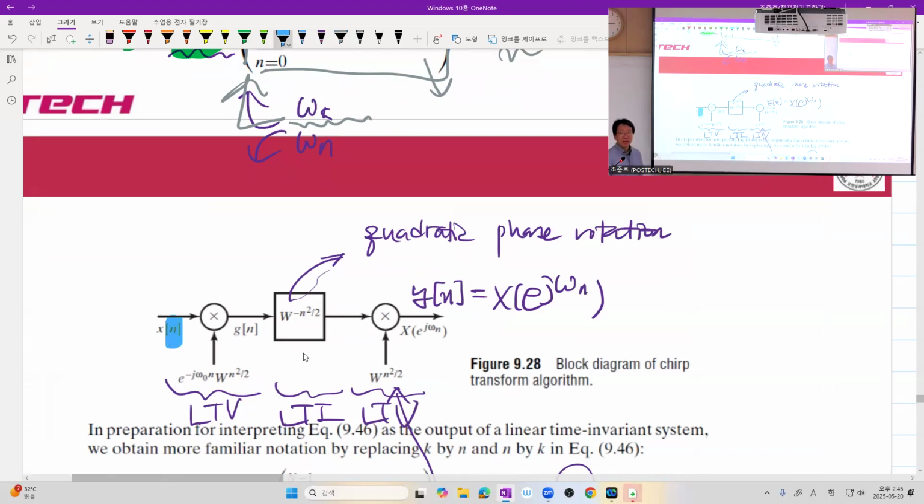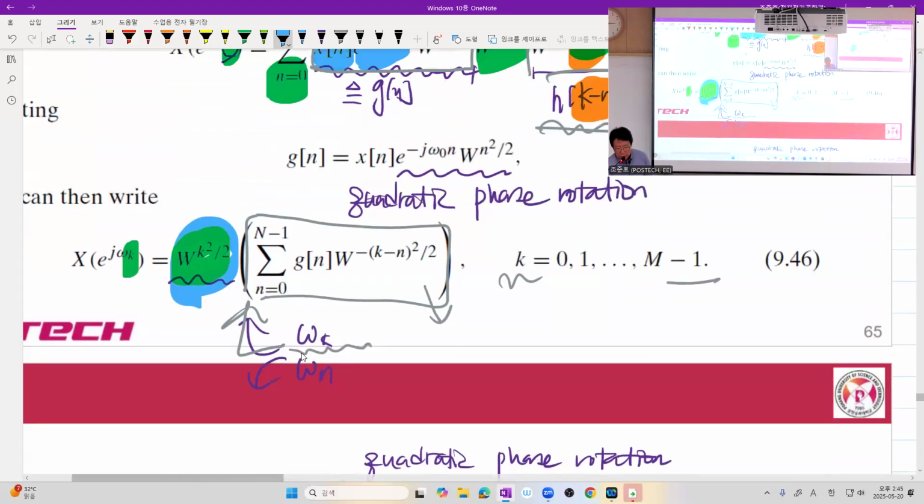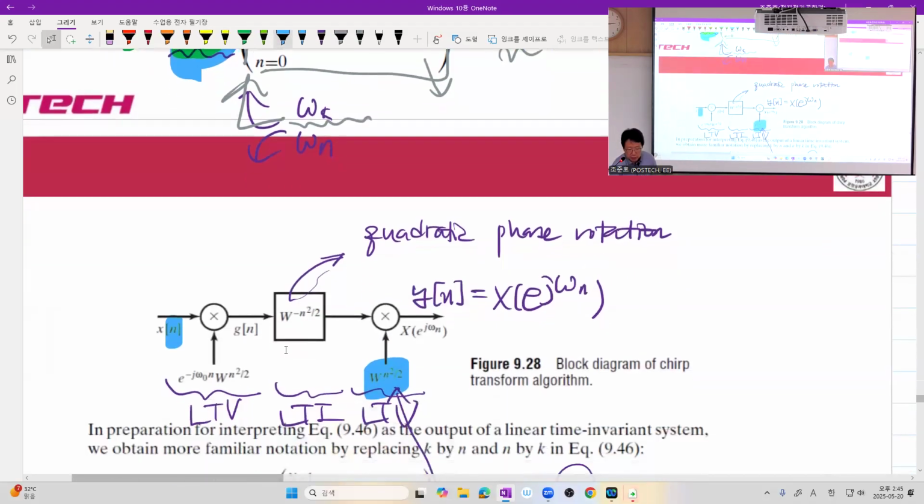So here goes x of n. And now let's see. What is this one? This one is here. The difference is that since we have changed the index to n, right? This w to the n squared divided by 2 appears here. Now, what is g? G is x times this signal. So here we have this one multiplied to x to become g.